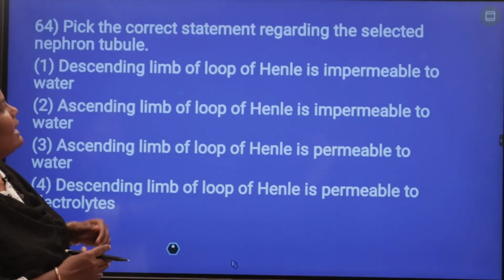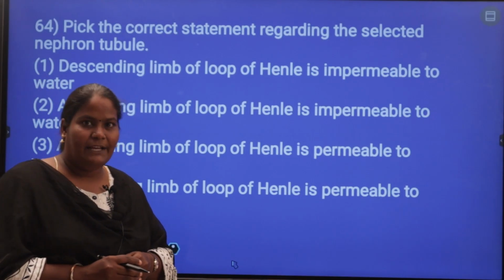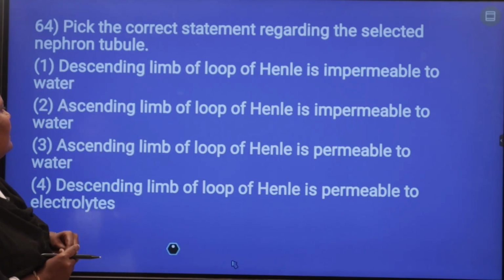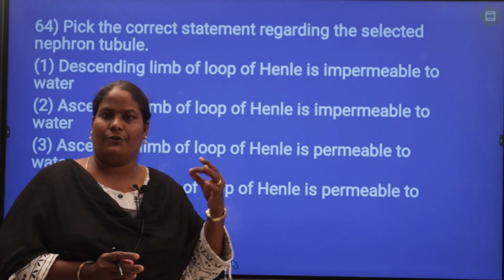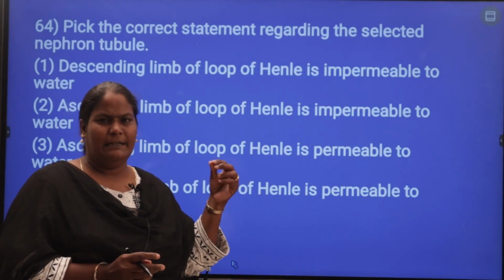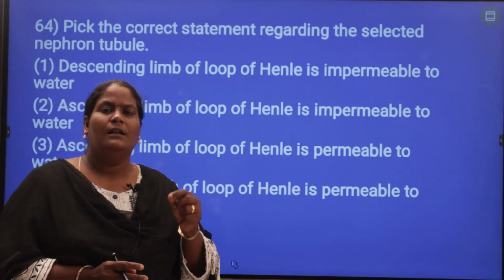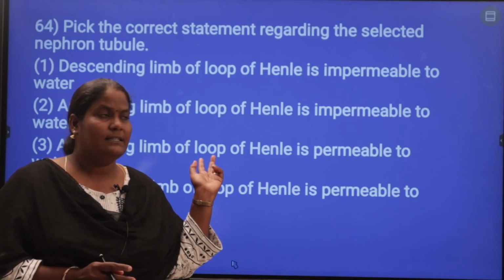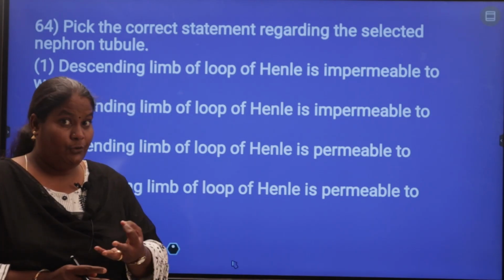Next. Pick out the correct statement regarding the selected nephron tubules. This is a question from the excretory system regarding nephrons. Descending limb of the loop of Henle is impermeable to water. Ascending limb of the loop of Henle is impermeable to water. These questions are direct bookline questions from the excretory chapter. As I already told you, there are a few chapters from which NEET asks direct bookline questions: breathing and exchange of gases, excretory system, and body fluids. These are the 3 important chapters from human physiology.